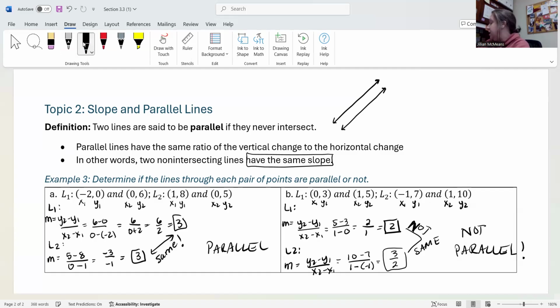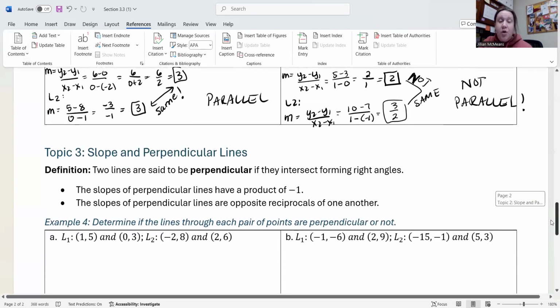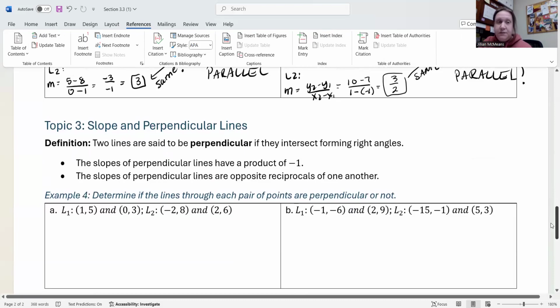So you have an example here where you can see a situation where two lines are definitely parallel, and then a situation where your two lines for sure are not parallel. And in the same video, let's go ahead and talk about topic 3. It's very similar. So topic 3 for this worksheet is slope and perpendicular lines, okay?